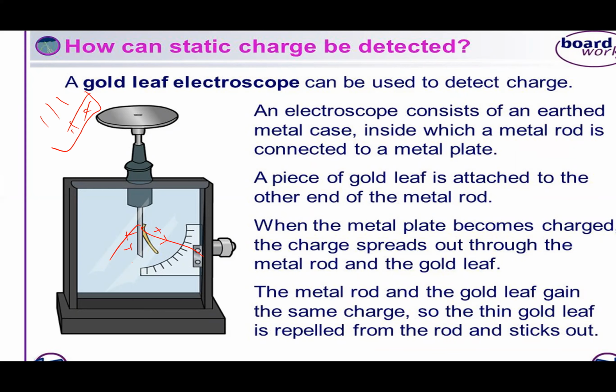How can static charge be detected? A gold leaf electroscope can be used to detect charges. An electroscope consists of an earthed metal case inside which a metal rod is connected to a metal plate. A piece of gold leaf is attached to the other end of the metal rod. When the metal plate becomes charged, the charge spreads out through the metal rod and the gold leaf. The metal rod and the gold leaf gain the same charge, so the thin gold leaf is repelled from the rod and sticks out.